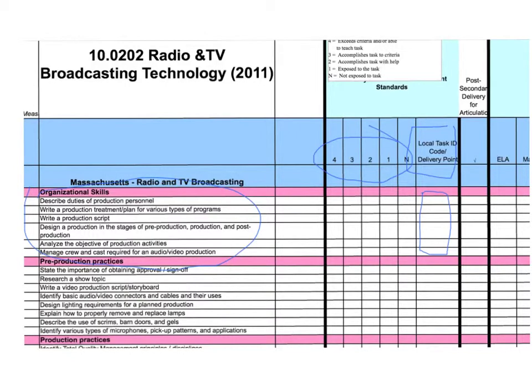Also, something you did not see on the electronic gap analysis was the post-secondary delivery. What normally happens is that a post-secondary person or two will come together with the teachers in the program, and they will look at these standards and they will decide if the courses that they're articulating have those standards in them. They will put a check mark. So, describe duties of production personnel. Does the course they're articulating have that in? Yes, it does. So we put a check.